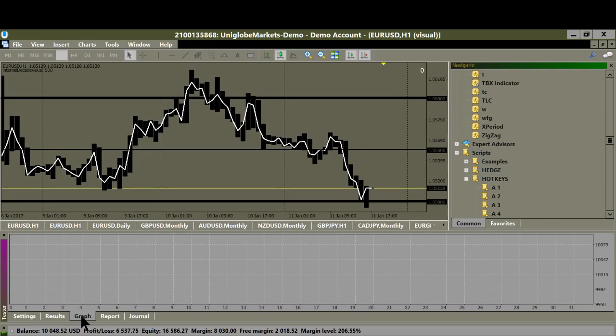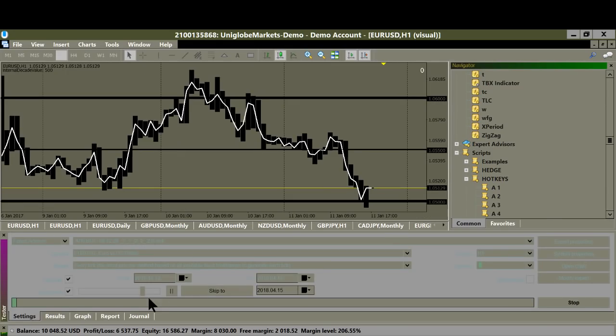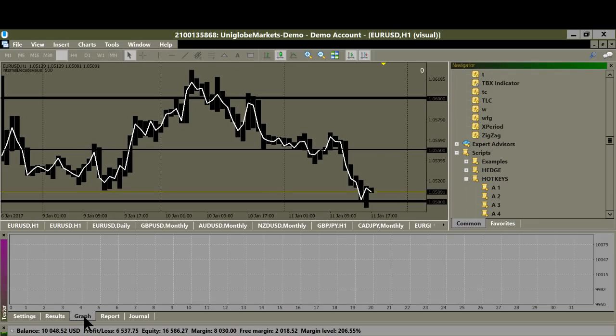Yeah, you know, here, look at this. So here's my robot trading. Let me speed it up a little bit. Can I just show the graphic how the deposit is growing?